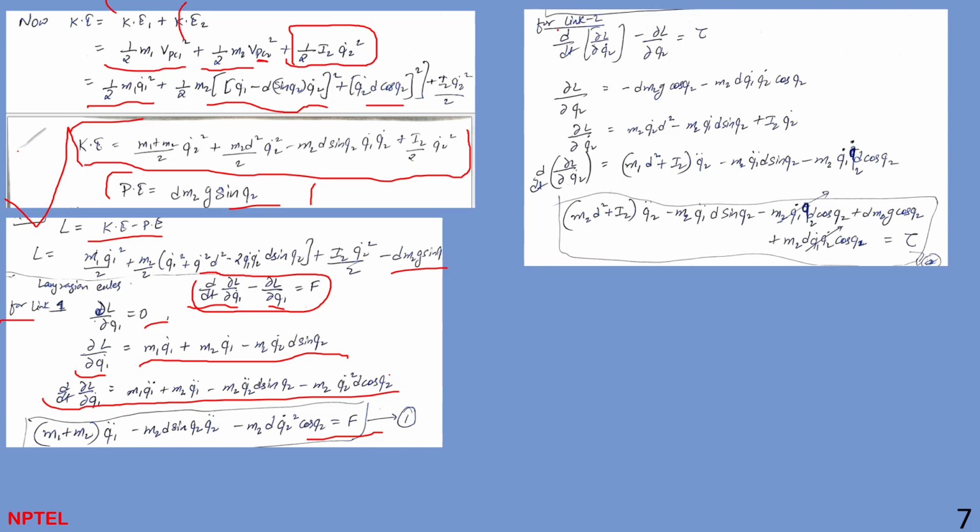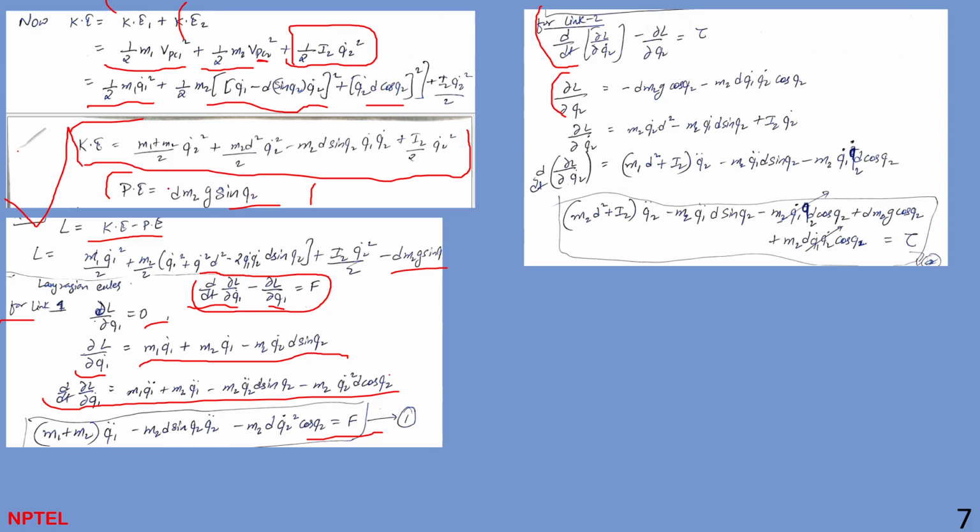Similarly, when you do it for link 2, instead of q1, you need to replace it with q2. So it should be q2 dot, and again you do the same thing. Here you will find del by del q2, the q2. So there is this q2 term.